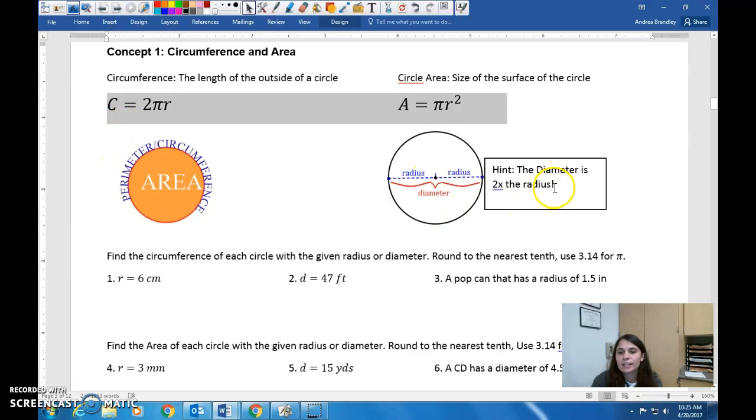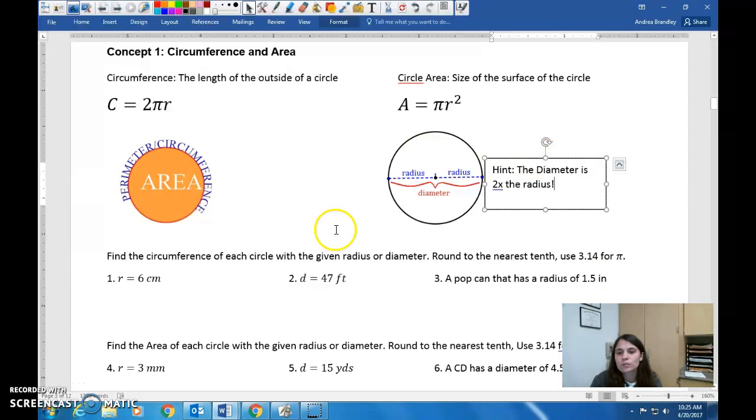This little hint right here is just to remind us as we go through different problems that the diameter of a circle is the length all the way across the circle, where the radius is just from the center to the outside. So the diameter is 2 times the radius.